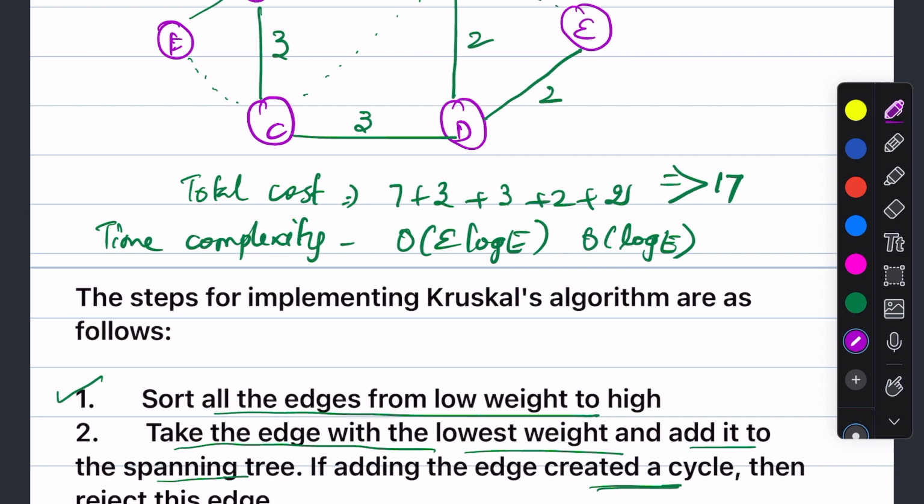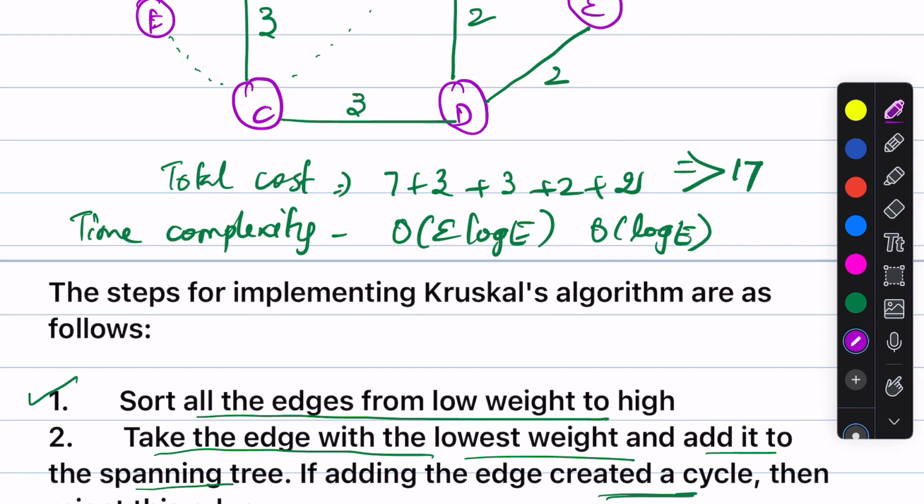So hope you have understood. That's Prim's algorithm, which you watched in the last video, and Kruskal's algorithm. Both are used to construct the minimum spanning tree for a given graph.